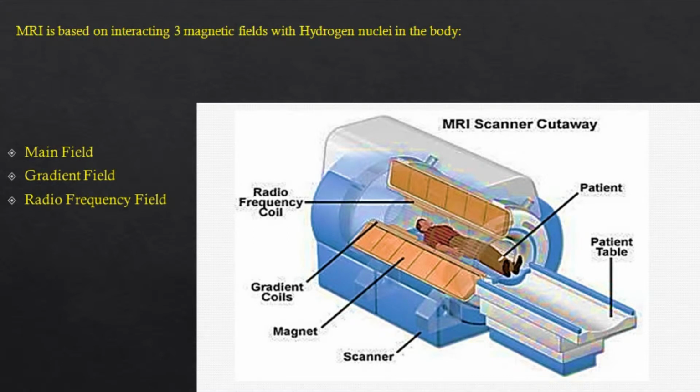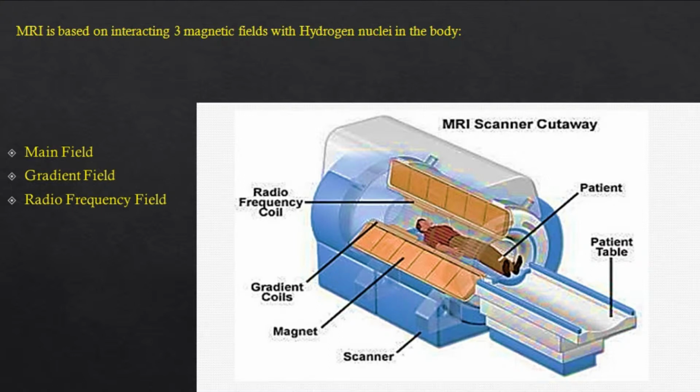MRI is based on interacting three magnetic fields with hydrogen nuclei in the body. First, a strong uniform magnetic field, called the main field, is applied to the body to change the direction of the hydrogen atoms in its direction. In the meantime, other small magnetic fields, called gradient fields, parallel with the main field, are employed to encode the body in the spatial domain. After this, another magnetic field named radio frequency is applied to the body to perturb the direction of the magnetization, and after turning this field off, atoms try to come back to their previous direction, the main field direction, in a period of time called relaxation time.